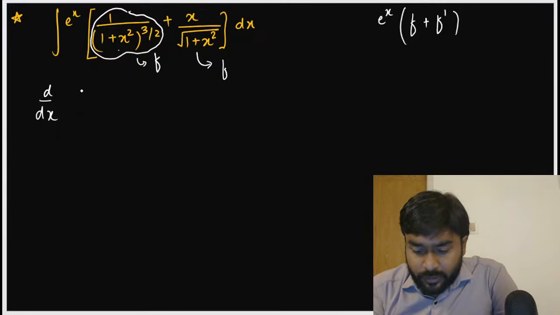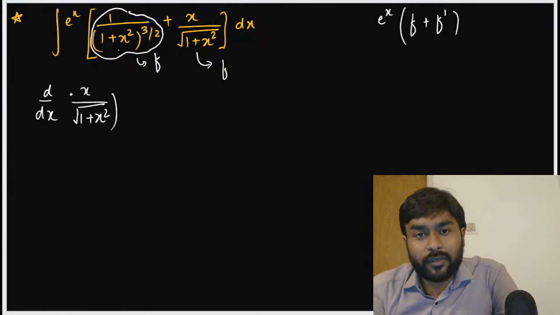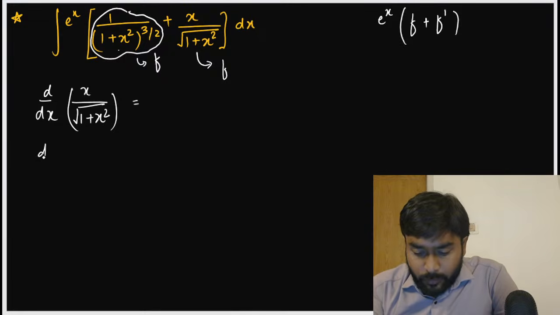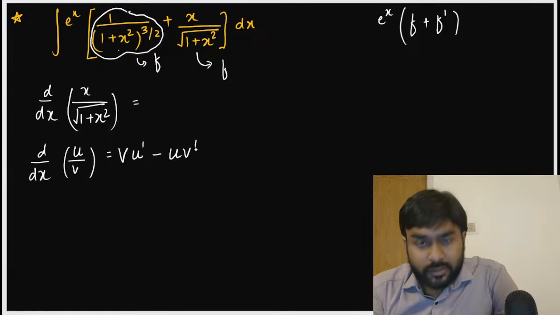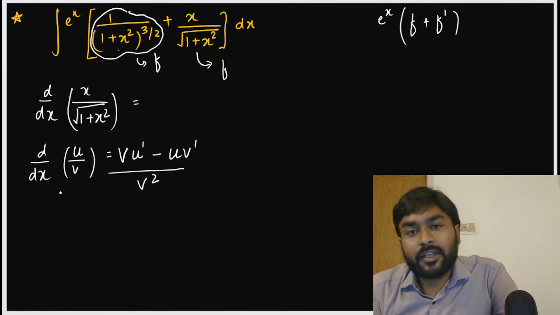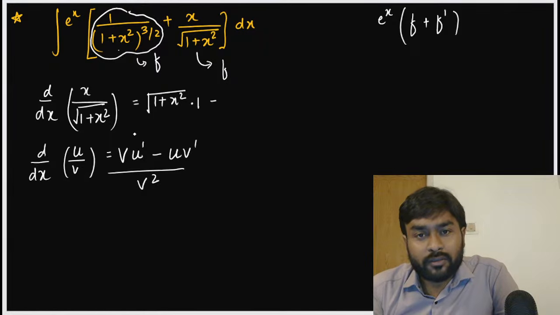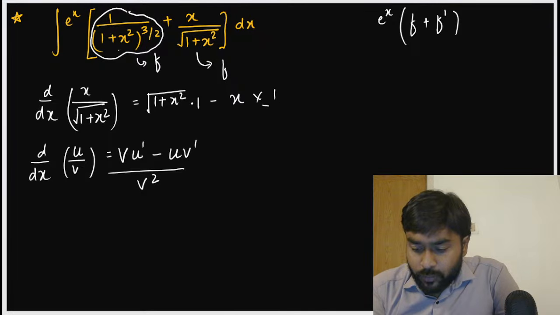So if I say this one is f, then f is x by under root of 1 plus x square. How can we differentiate this? We can differentiate by the u by v method. Here is u, here is v. The formula says v times differentiation of u minus u times differentiation of v, divided by v square. So 1 plus x square under root as it is, differentiation of x is 1, then minus x as it is, times the differentiation of this. Root x differentiation is 1 by 2 root x.